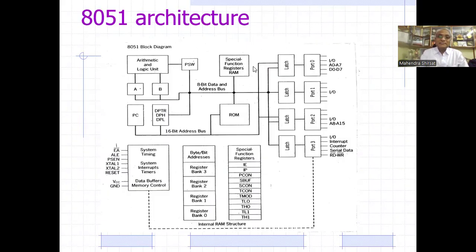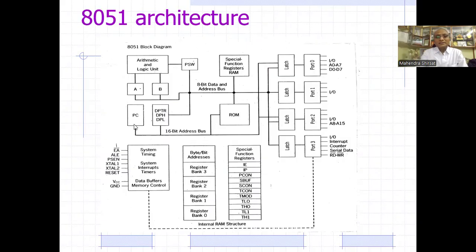There are some special function registers which are part of the RAM. I will tell you the details later, because there are different banks in the 8051 microcontroller: bank 0, bank 1, bank 2, bank 3. These are all special function registers, part of the RAM, which I'm going to tell you later. This is the 8-bit data bus and address bus; the address bus is 16-bit and the data bus is 8-bit. This is the internal ROM, with a 16-bit address bus and an 8-bit data bus.